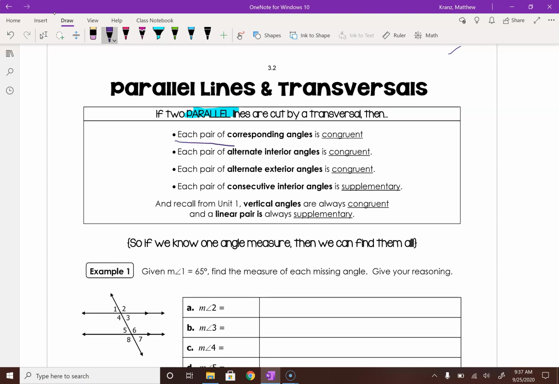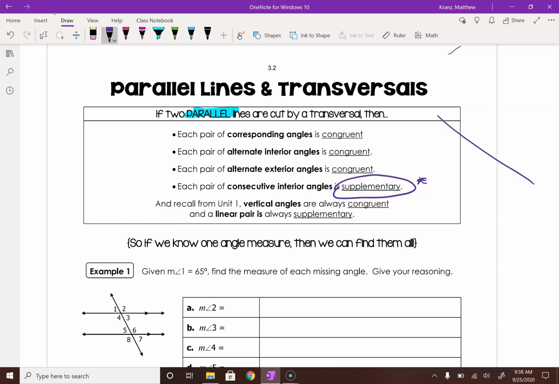Now, each pair of corresponding angles is going to be congruent if they're parallel. If they're parallel, alternate interior angles are congruent. If they're parallel, alternate exterior angles are congruent. If they're parallel, consecutive interior angles are what's called supplementary. So notice that this one is different, right? Put a star next to that one. That one is different.